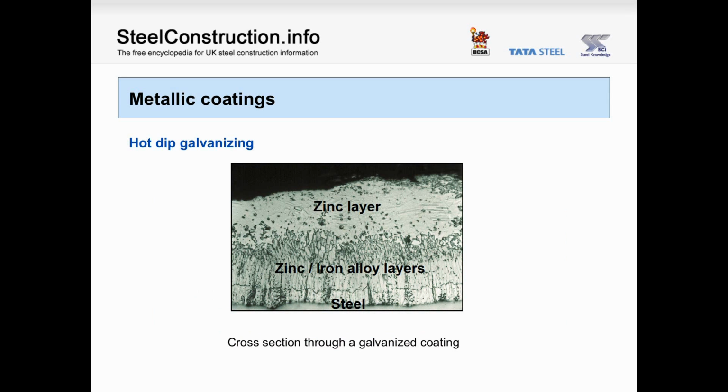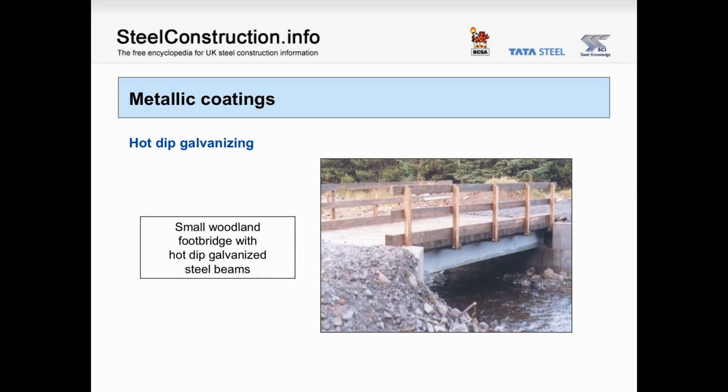Here we can see a microsection through a typical galvanized coating showing the different compositional alloy layers which are metallurgically bonded to the steel substrate. There is a gradual transition from an iron-rich layer next to the steel to a zinc-rich outer layer. Applications are wide-ranging, from complex design structures to simple small footbridges, as shown here.